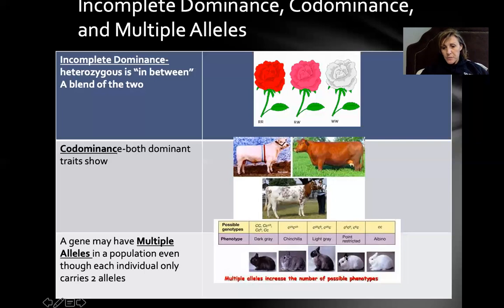Point restriction is when they have black ear and black nose. And then albino is when you have both little c, that's recessive, and they don't have any pigment given.